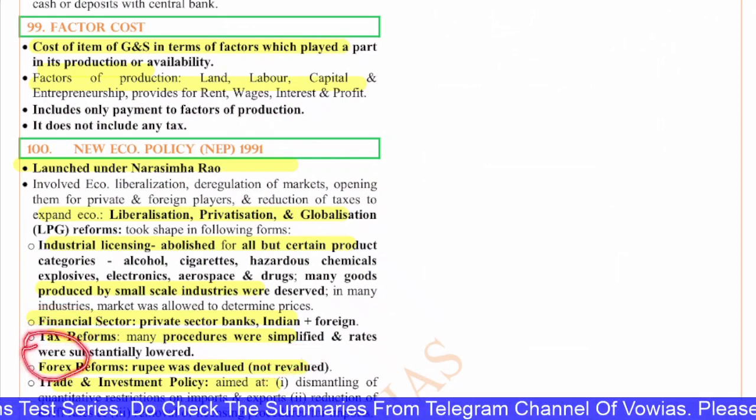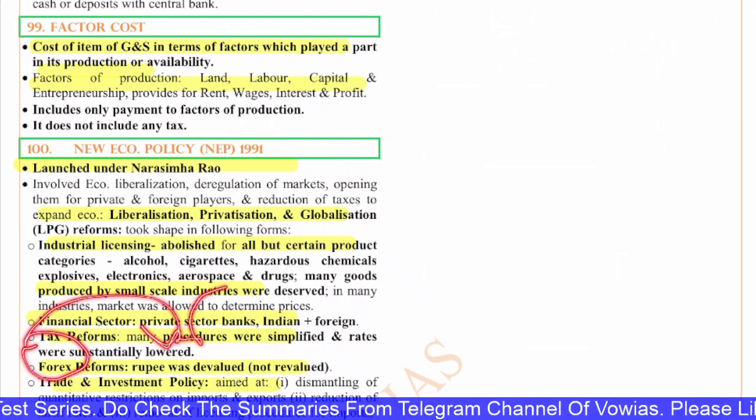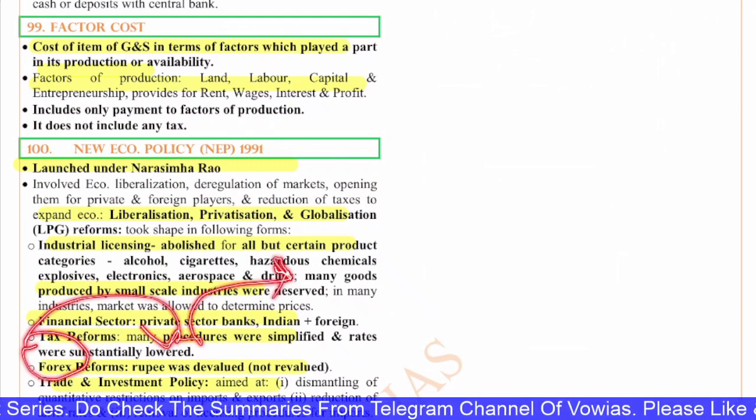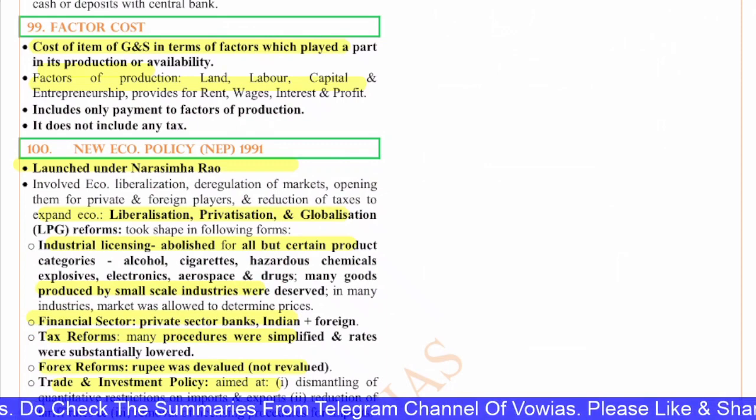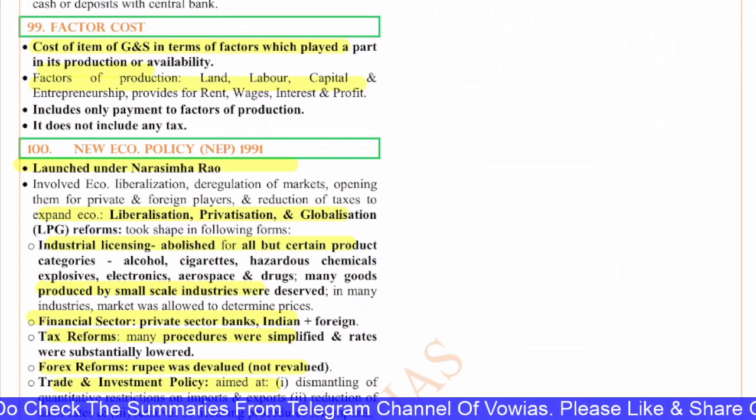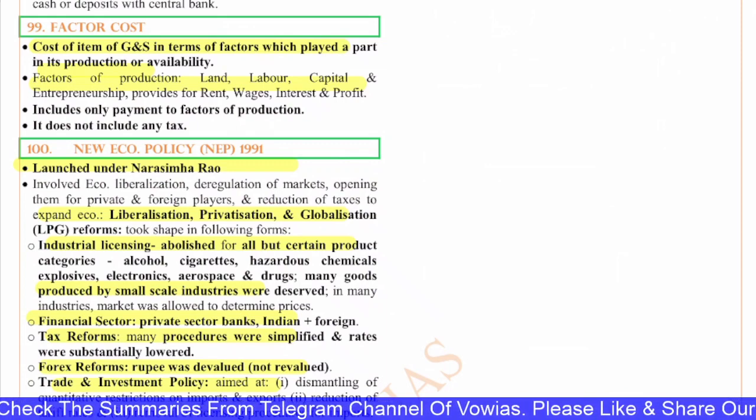Forex reforms were brought in, where the rupee was devalued and it is left to the market. RBI is not controlling the rupee anymore. It is the market forces that control the rupee.